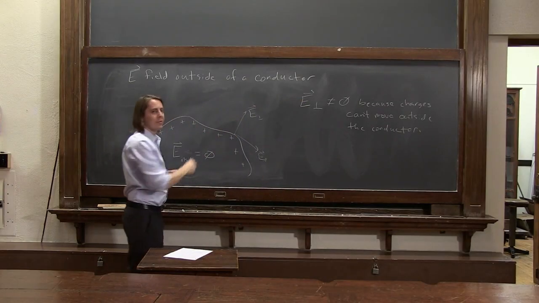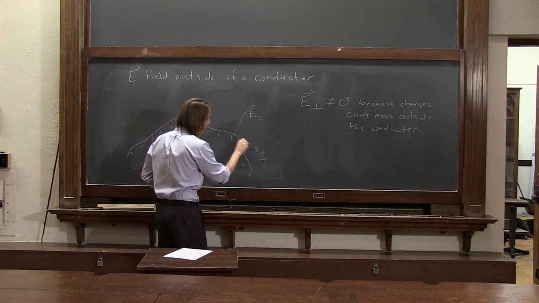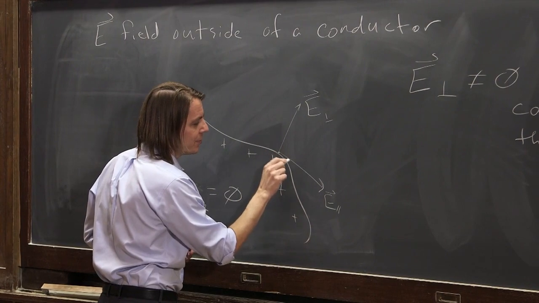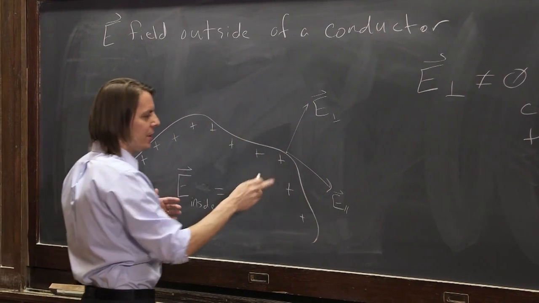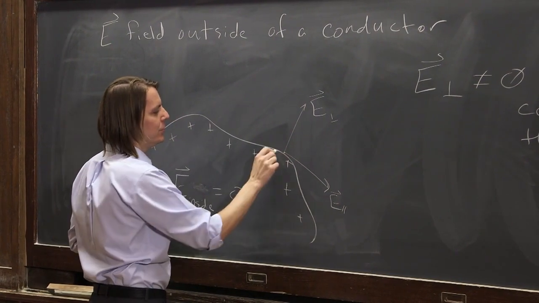Because to move outside the conductor, they have to move perpendicular to the surface. Now, let's think, can there be a lateral field? Well, in this case, there can't. If there were a field vector that built up that way due to this charge, what would happen? Well, this positive would be pushed that way a little bit. It would leave it a little bit negative there.